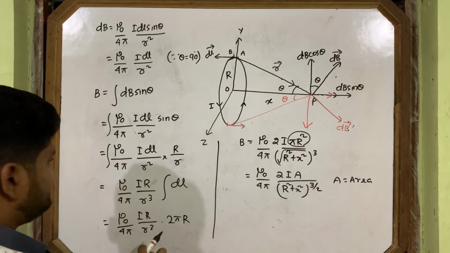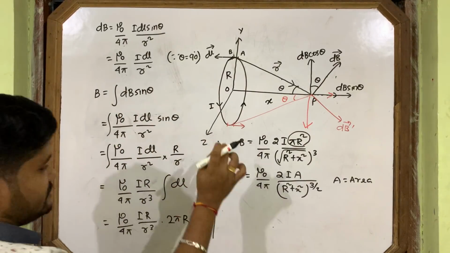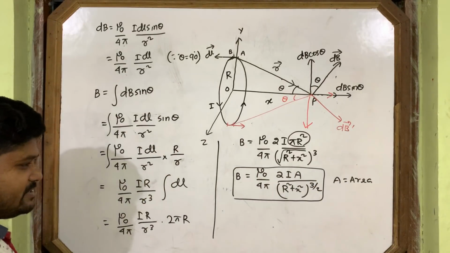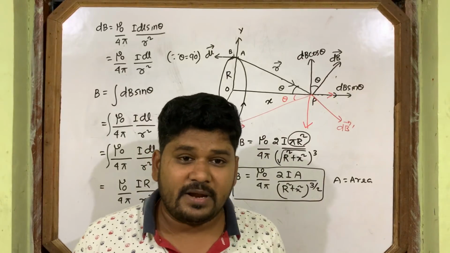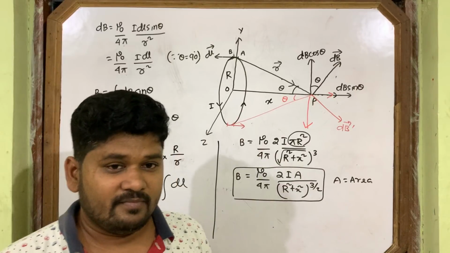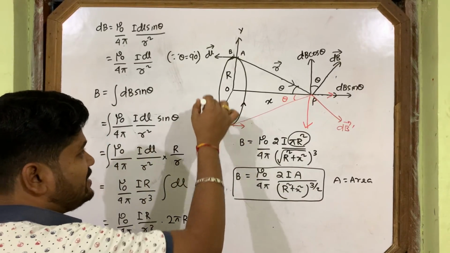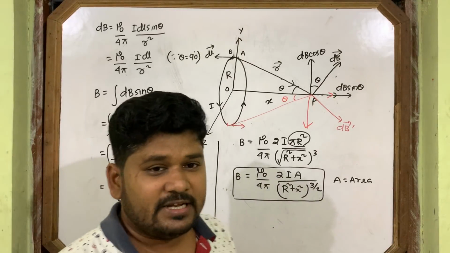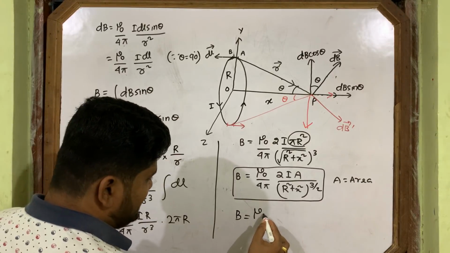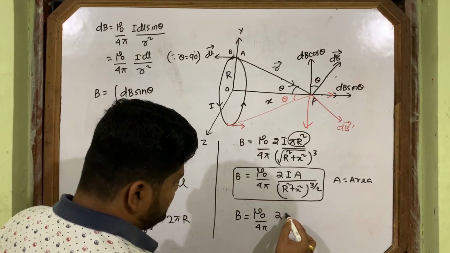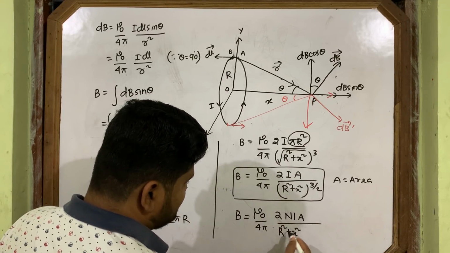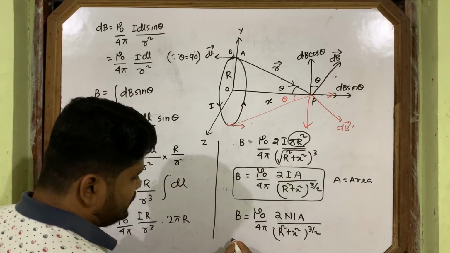Sorry, I wrote dB here. This is B, because the integration is already over. So this is the magnetic field B. The expression of the magnetic field B is mu naught by 4 pi, 2 IA divided by R square plus x square, power 3 by 2. But for n number of turns, if this coil contains capital N number of turns, many turns will be there, then I will multiply N in this expression, divided by R square plus x square power 3 by 2.